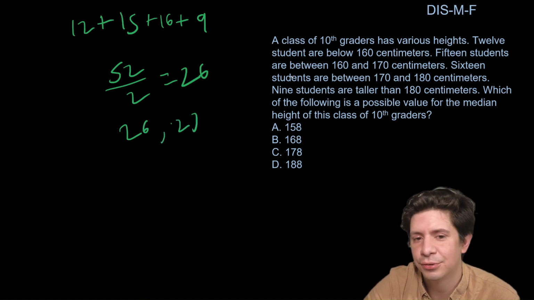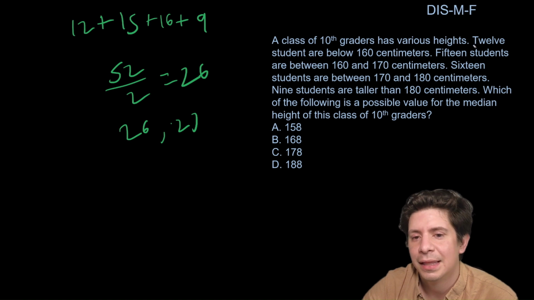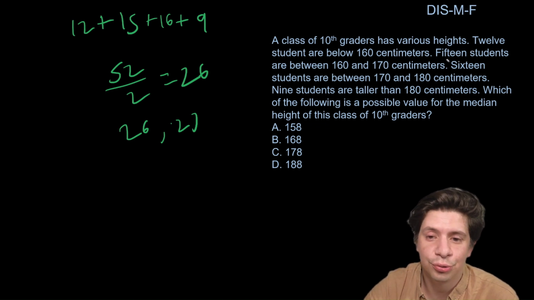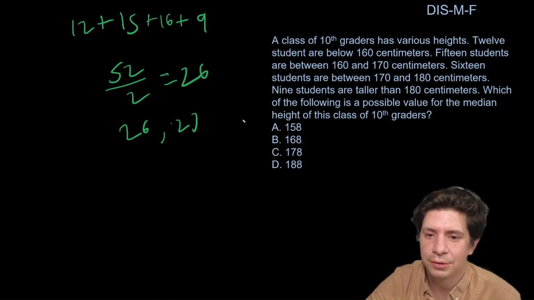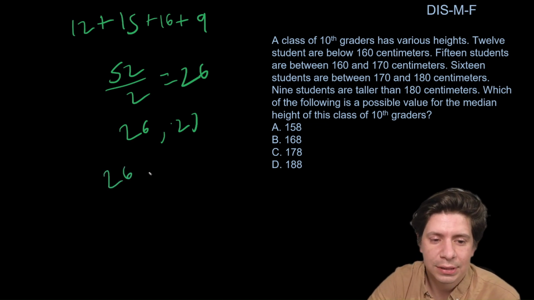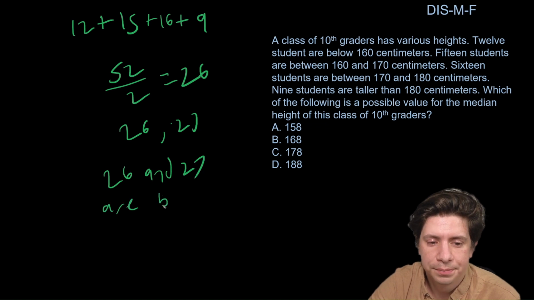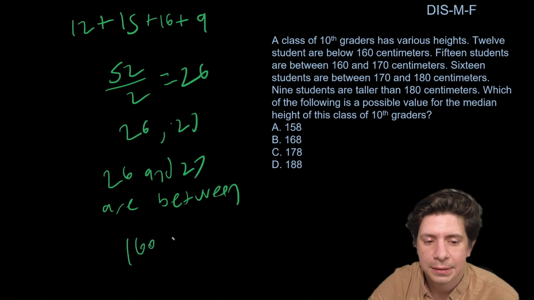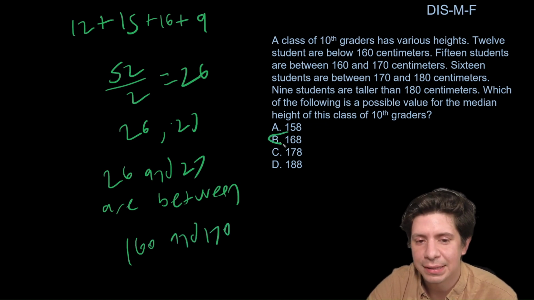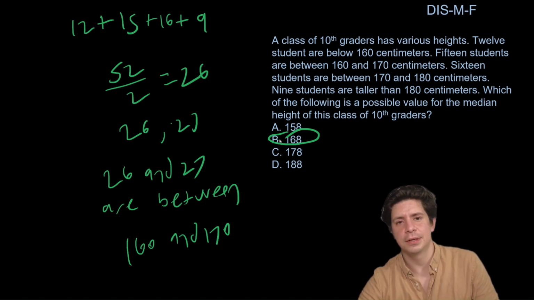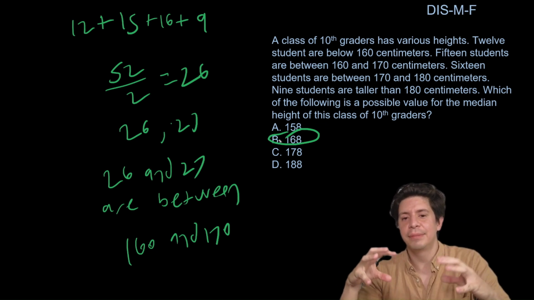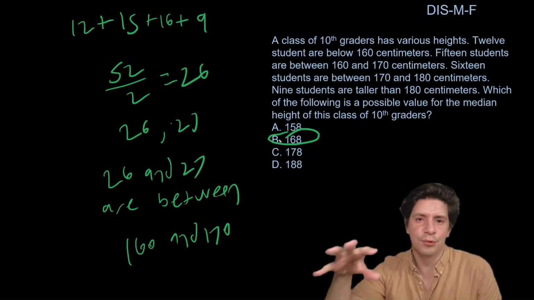So the 26th student, the first 12 are there. Then the next 15 are in the next category. So that takes us to the 27th student. So 26 and 27 are between 160 and 170. So our answer should be B, because that's between 160 and 170. So you need to find the median by using this, almost like a frequency table written out for us.